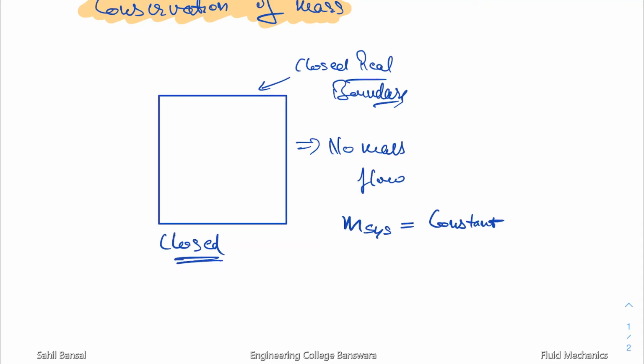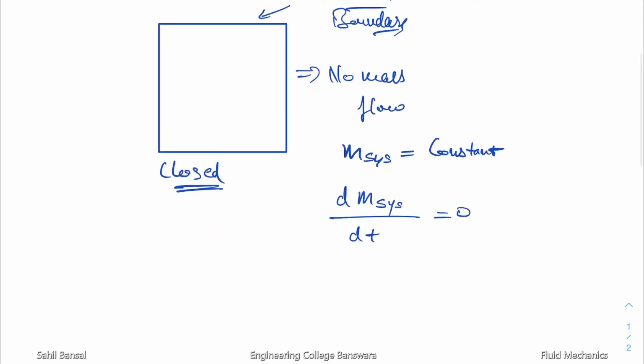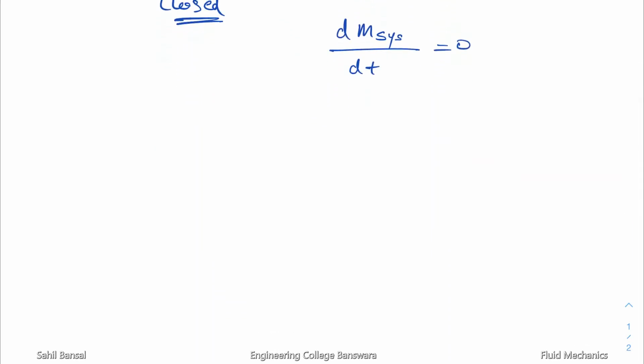This is closed system, right? Or what I can say, that change in mass of system with respect to time is equal to 0. So this was the law of conservation of mass for closed system. For any closed system, mass of system will remain constant and its rate of change with respect to time is 0. Now let's talk about control volumes, in which we are more interested, right?